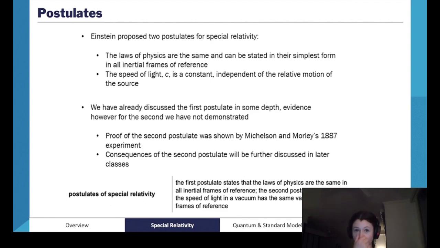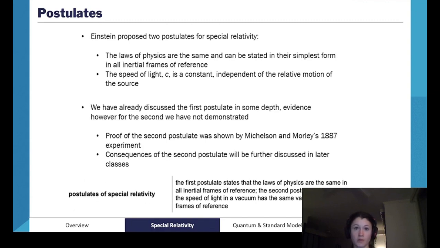Einstein's second postulate is that the speed of light, c, is constant in a vacuum, independent of the relative motion of the source. So, these two postulates can have some interesting consequences.